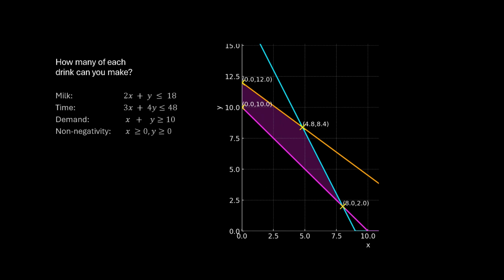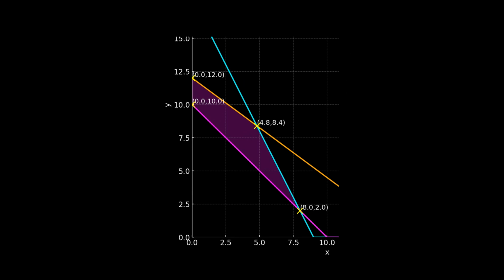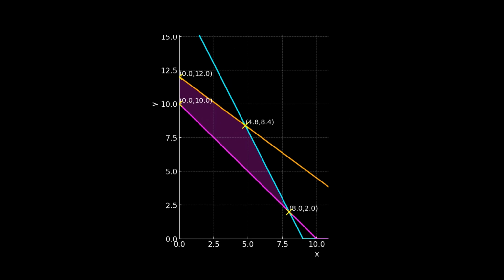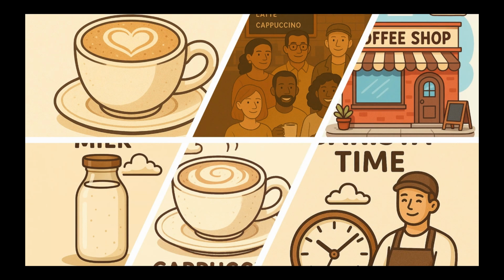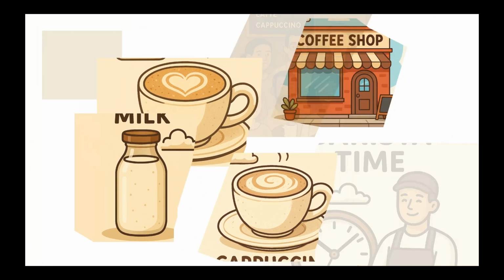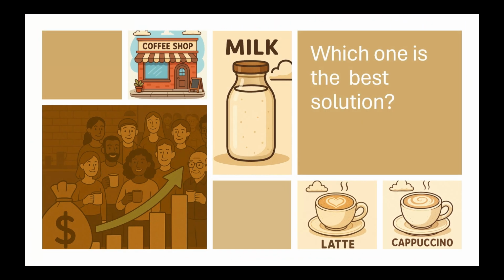Now, there are other things that we should consider here. For example, the solution (4.8, 8.4). Of course, there are no lattes that are 4.8 cups and cappuccinos that are 8.4 cups. We can limit ourselves to this for now. Systems of inequalities don't just tell you how many cups to make, they lay out the full cafe menu of choices. The next video will talk about a natural question to ask. Among the solutions, which one is the best?